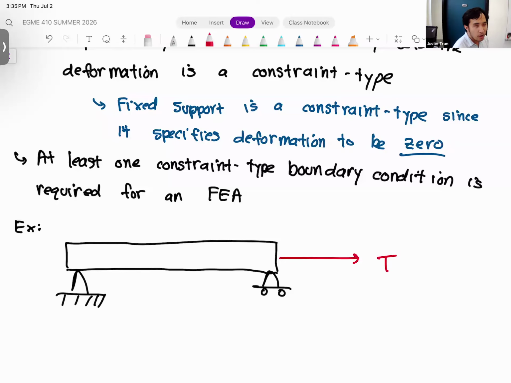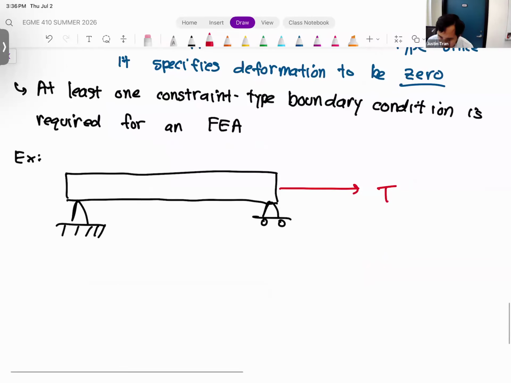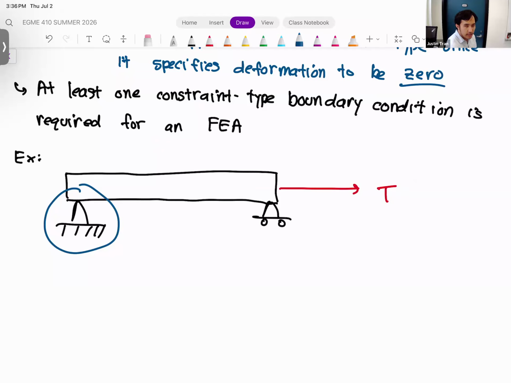Similar to our plate with the hole, applying a tensile force is going to force the entire structure to elongate. Now, the reason this works is because we have our constraint here. This pin support is preventing any kind of horizontal motion for the entire beam. So after we apply that tensile stress, the beam is going to elongate, but it's not going to go anywhere. There's going to be no rigid body motion.